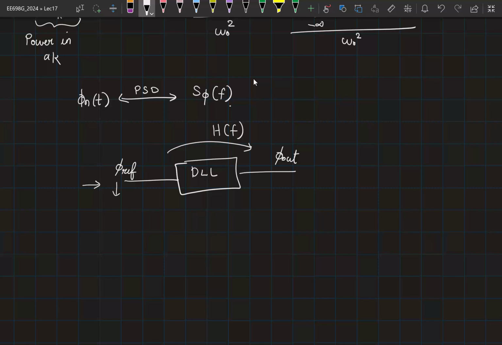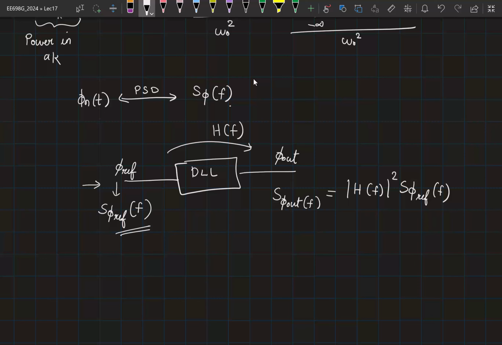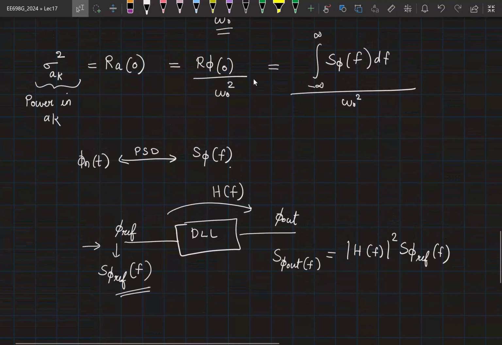So then you can also calculate what is the PSD of this. Once you know the PSD of the input, you can calculate the PSD of the output. What is the expression? This will be equal to magnitude of H of f the whole square into S phi ref of f. Right? So just by knowing the PSD of the phase noise at the input of the DLL, now you can calculate the power in the jitter sequence at the output.